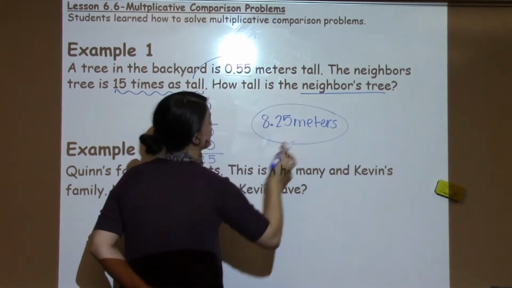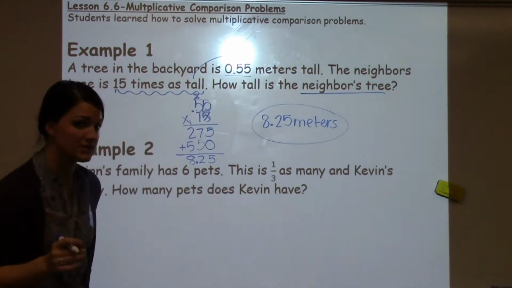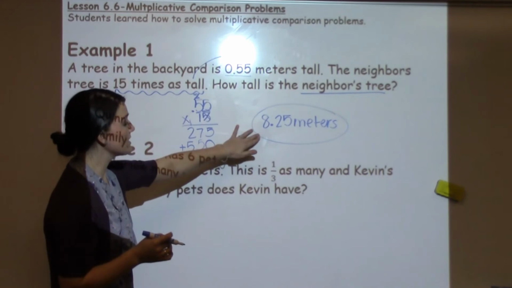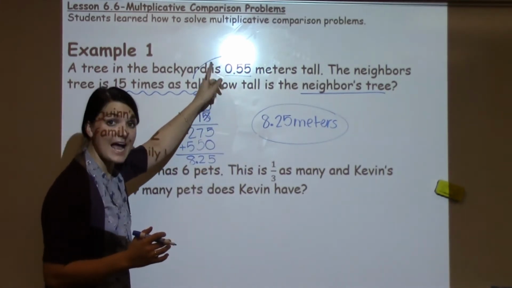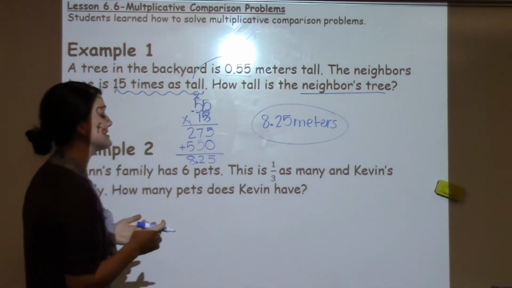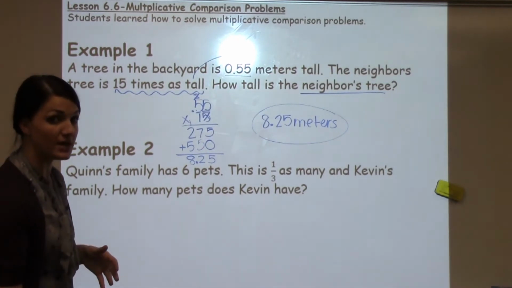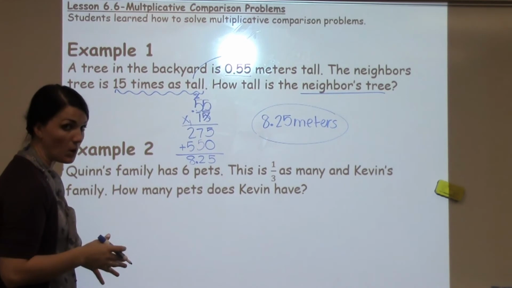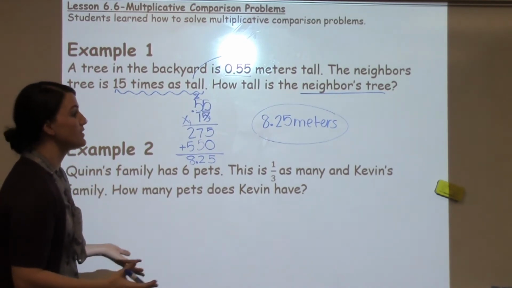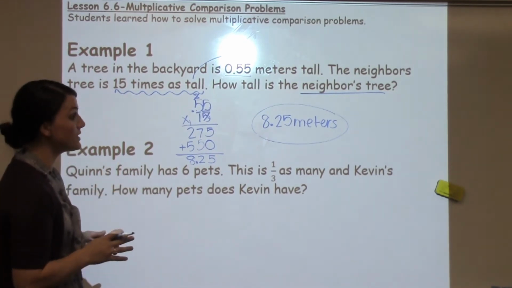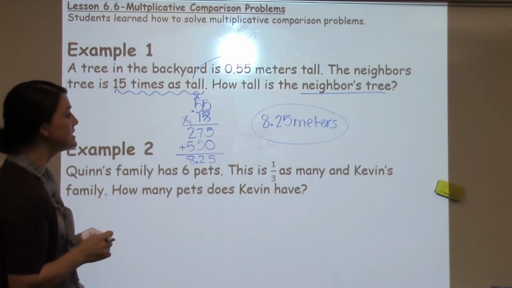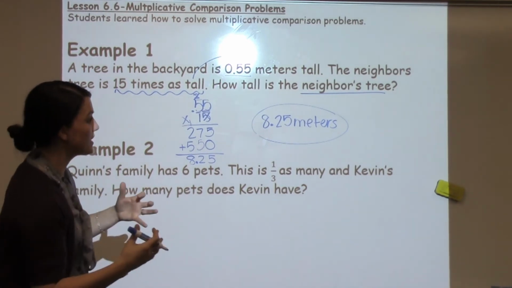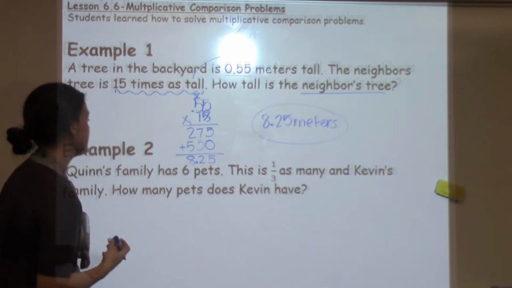Now, I need to stop and think, is that reasonable? Is 8.25 15 times bigger than 5.5? And yes, it is definitely bigger. When I think about 5.5, I know that's about half of one whole. So I'm looking for about half of 15, which would be really close to 8.25. So again, I'm just looking for a bigger number, and that makes sense.